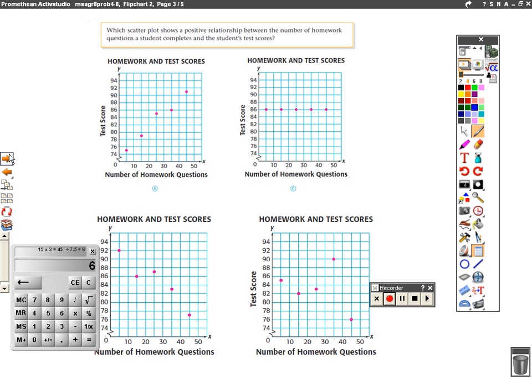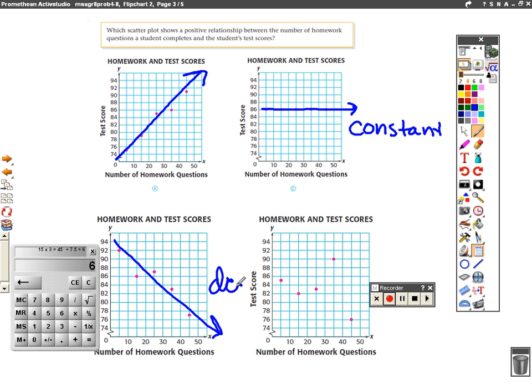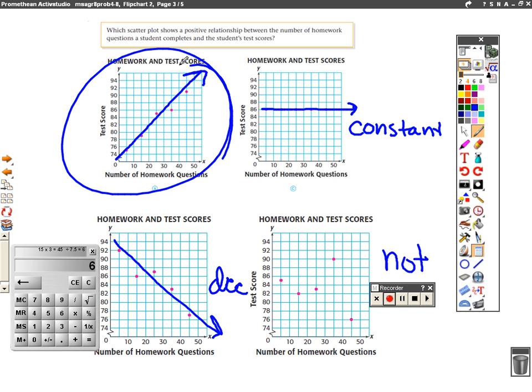Okay. Which scatter plot shows a positive relationship between the number of homework questions a student completes and the student's test scores? A positive relationship is an increasing one. Okay? So this relationship is going this way. It's increasing. This one is staying flat. This we would call constant. This one, the trend is moving down. This would be decreasing. And this one, the dots are all over the place, so there's not a pattern. So the increasing would be choice A.